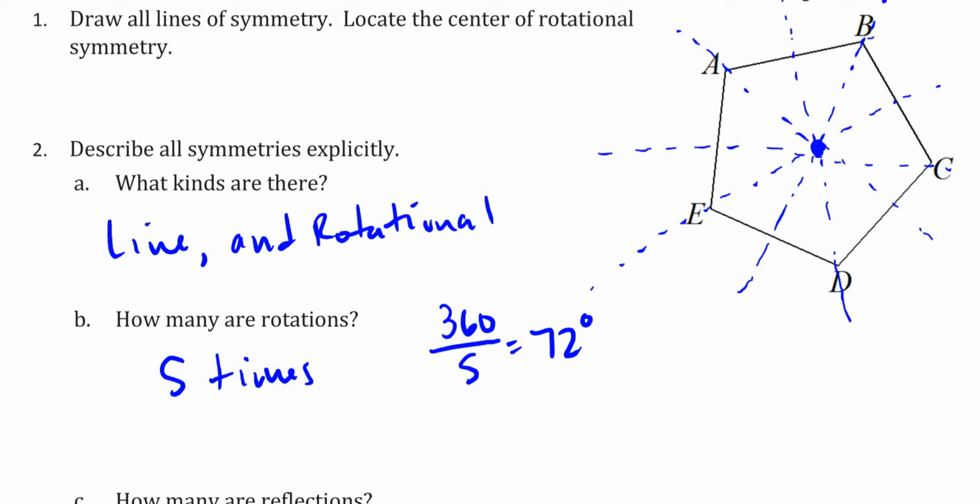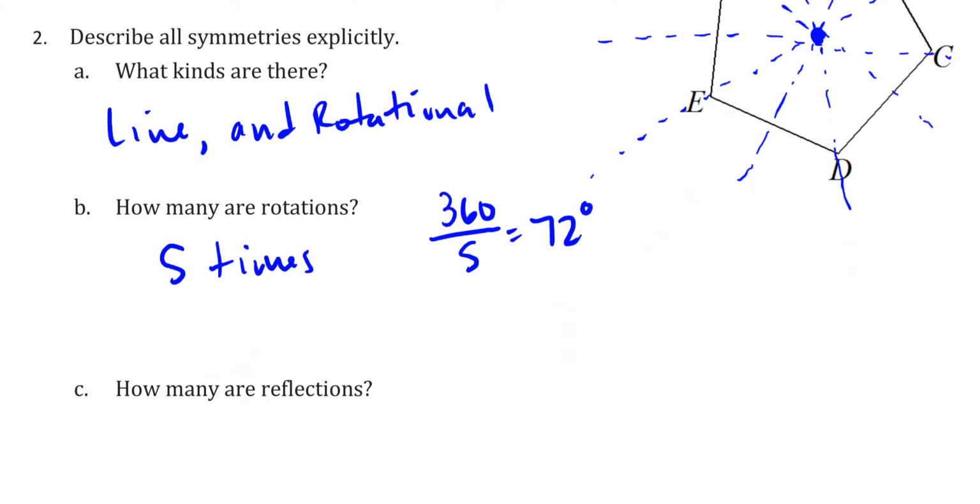How many are reflections? So if we look at the lines of reflections that we have, so we have 1, 2, 3. I just want to make sure that we don't get the same ones again. So we have 1, 2, 3, 4, 5.